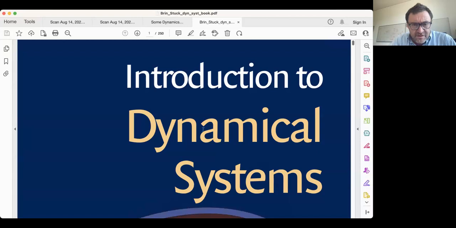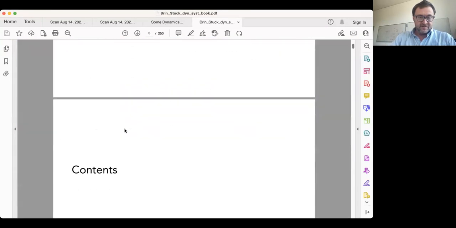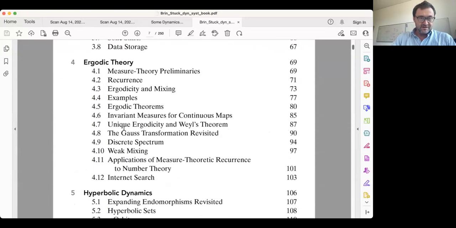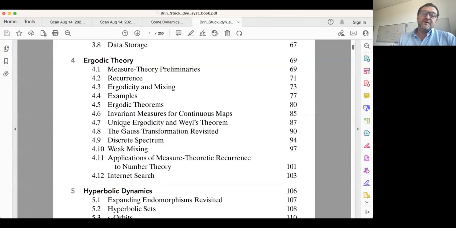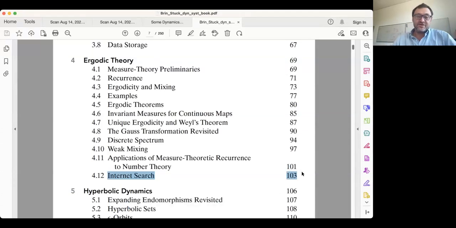Then, is there a good book for ergodic theory? You could start learning ergodic theory in here. There was a question whether there is a good book in ergodic theory. Here's chapter 4. So if someone wants to study ergodic theory, first read chapters 1 through 3, and after that, read. By the way, here's internet search. So here's the first search algorithm. So anyway, long time behavior of various dynamical systems is a very exciting problem.